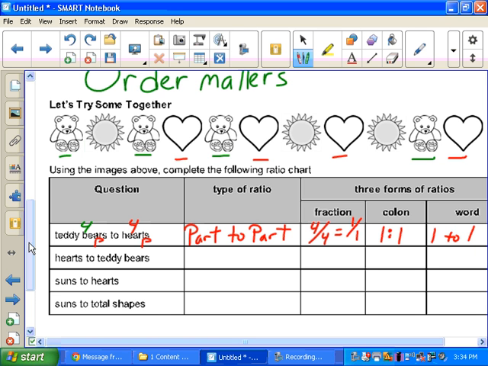The next question is the exact opposite of the one above it. This one wants hearts to teddy bears. In this case, it's not going to change anything because we have the same number of hearts and teddy bears. So in the end, our answer matches. We're still dealing with part to part. We have 4 hearts and 4 teddy bears, which again simplifies to 1 over 1 in colon form and in word form. They all are read 1 to 1.